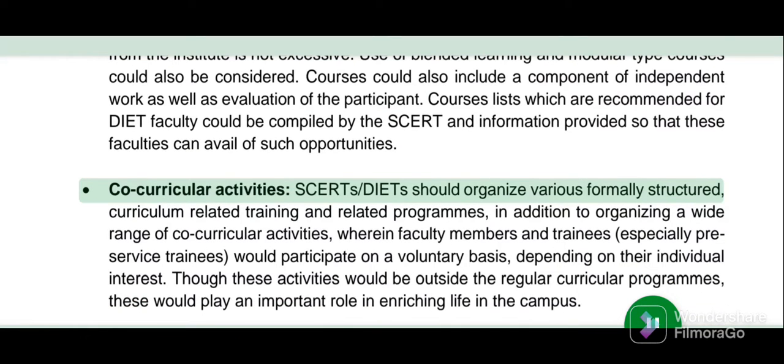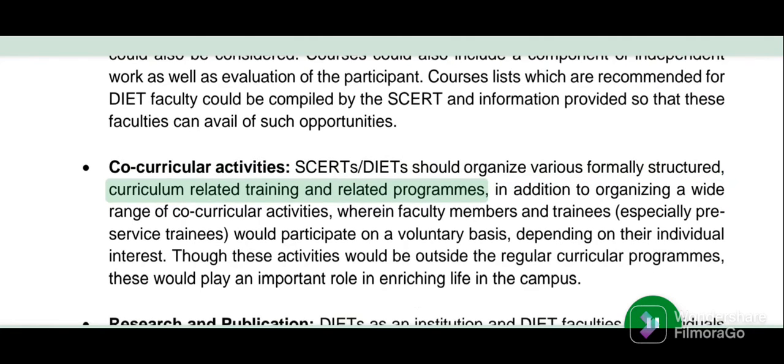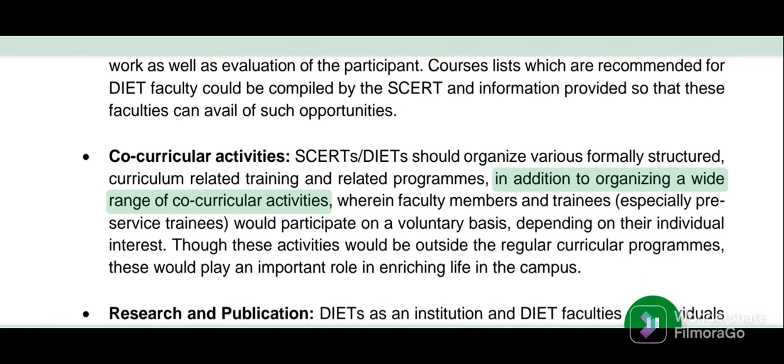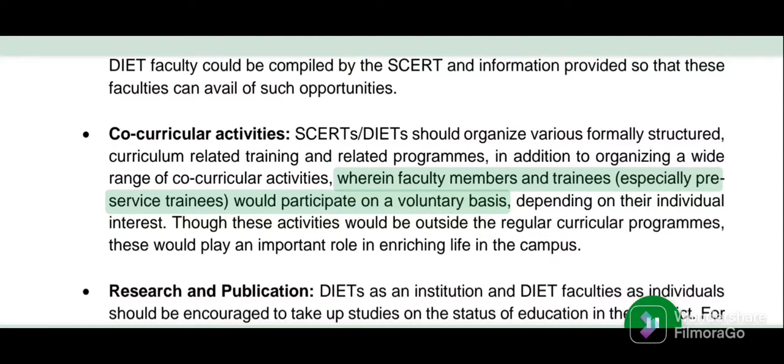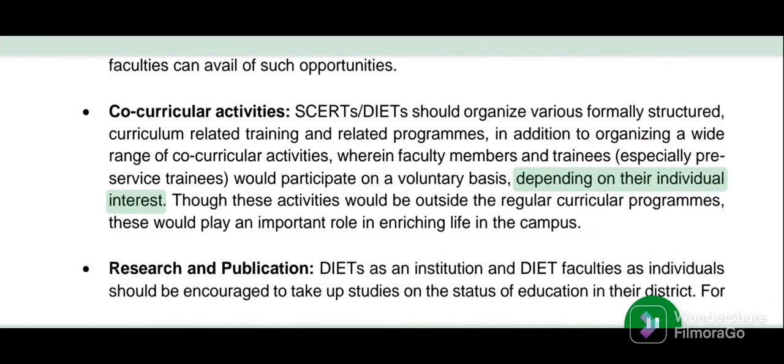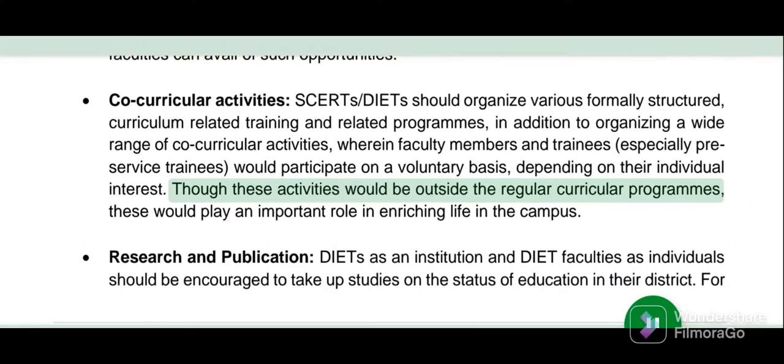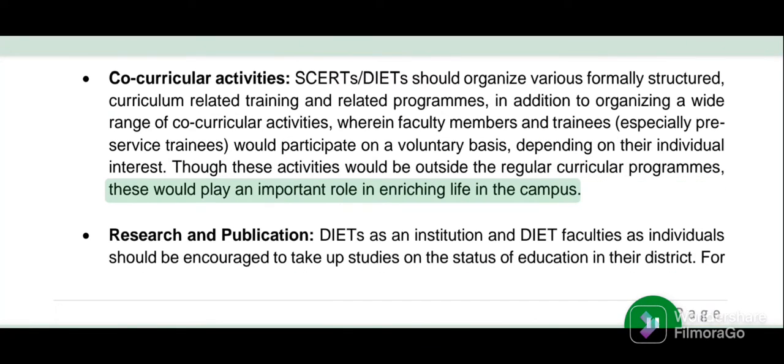Co-curricular activities. SCERTs and DIETs should organize various formally structured, curriculum-related training and related programs, in addition to organizing a wide range of co-curricular activities, wherein faculty members and trainees, especially pre-service trainees, would participate on a voluntary basis, depending on their individual interest. Though these activities would be outside the regular curricular programs, these would play an important role in enriching life in the campus.